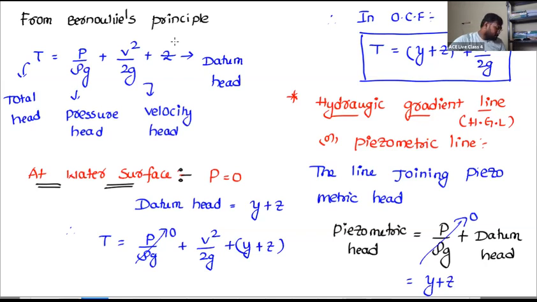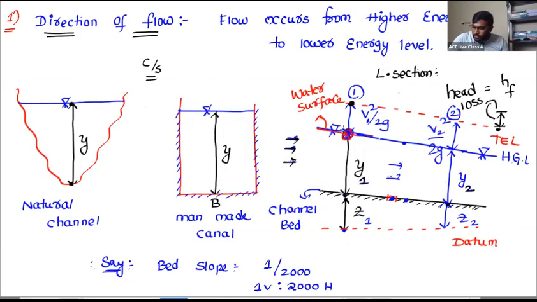Am I correct or not? Yes, correct. Now, comparatively, this is the piezometric head. Total head is more than the piezometric head, by how much? V square upon 2g. That's the reason why the total energy line is going to be above the hydraulic gradient line. Okay, I got it.